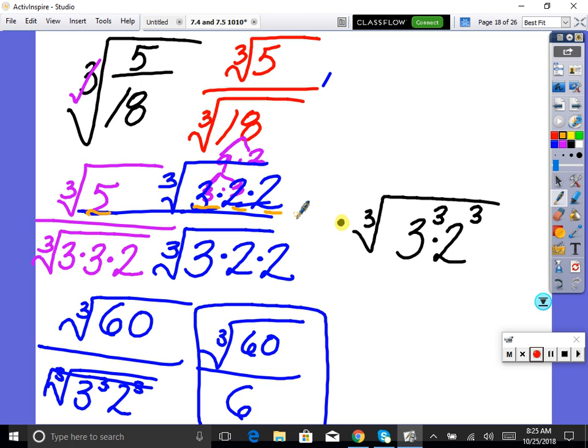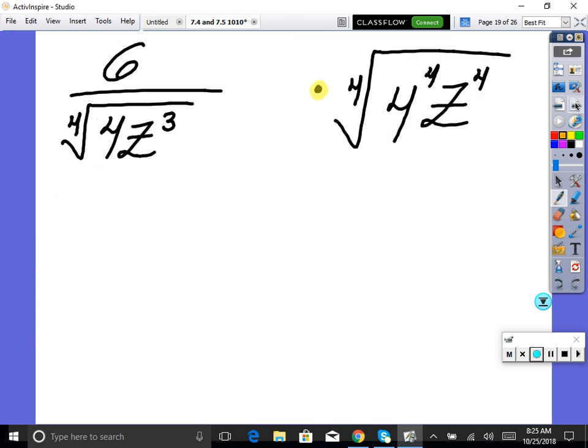Yeah, because cube roots cancel out with cubes. Square roots cancel out with squares, right? Fourth roots cancel out with degree 4. Do you see the pattern? Okay, let's do another one like that.